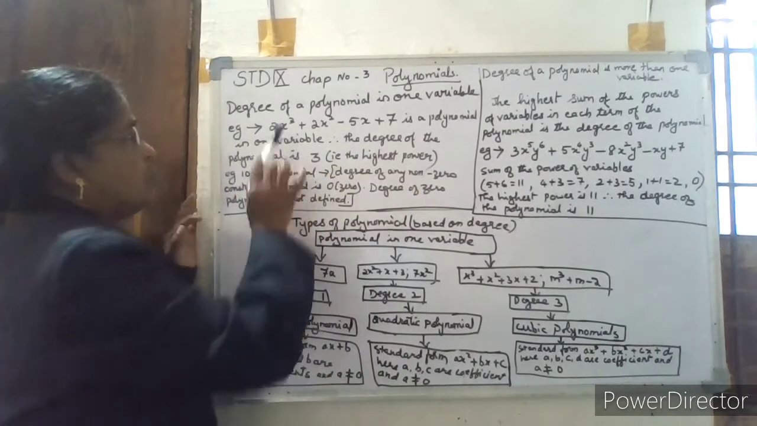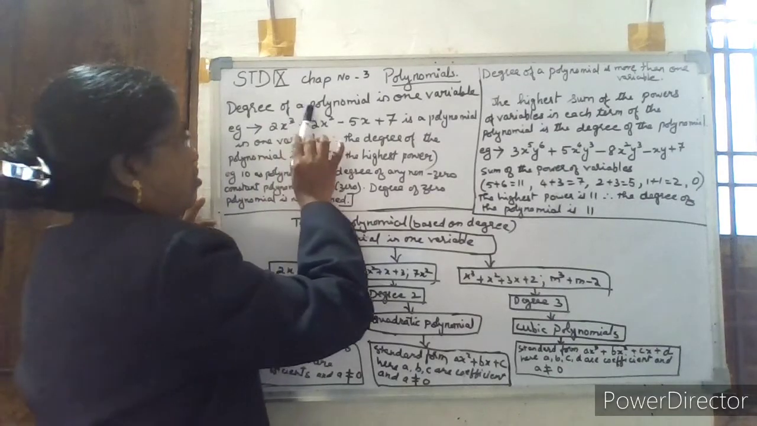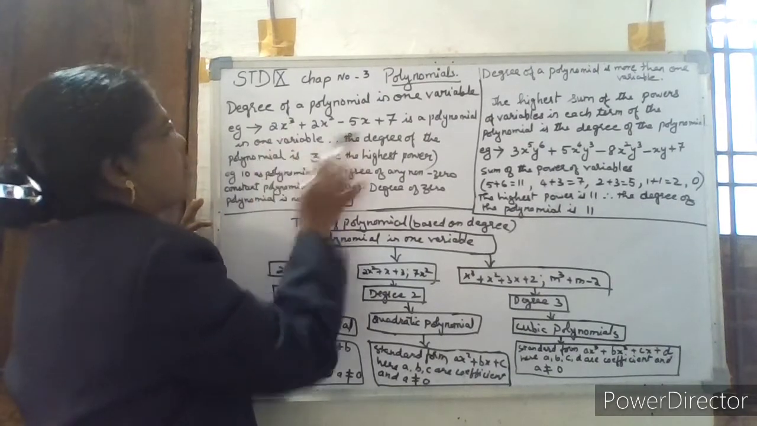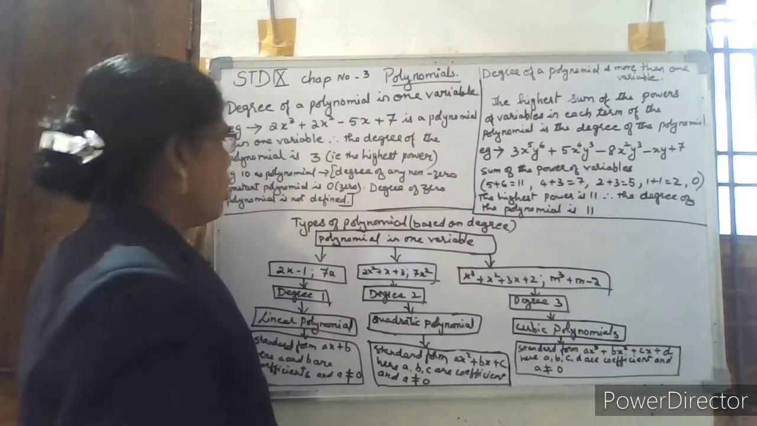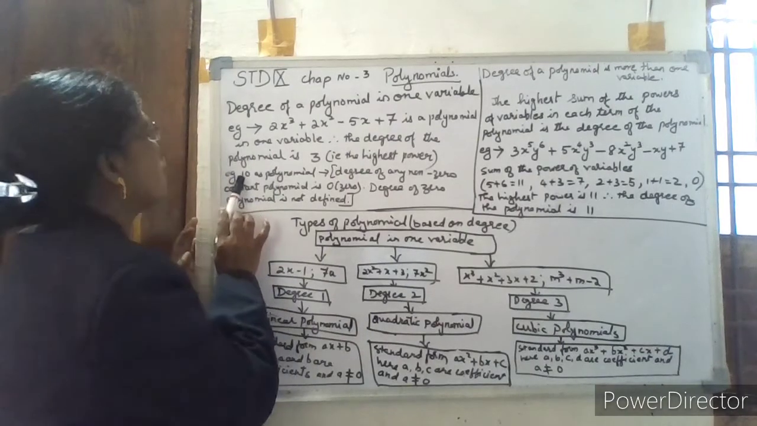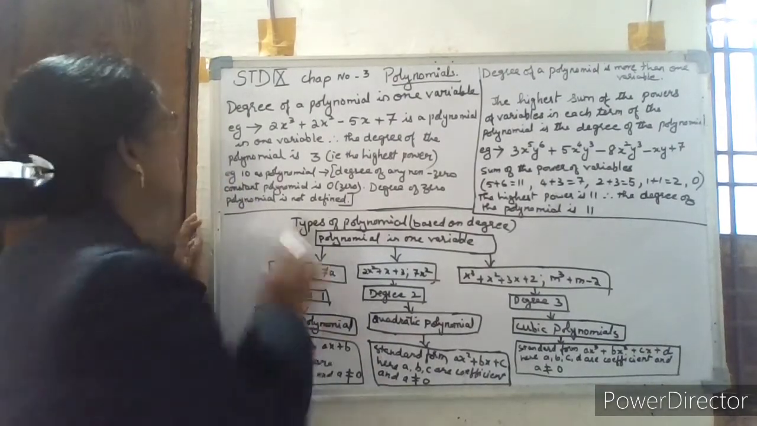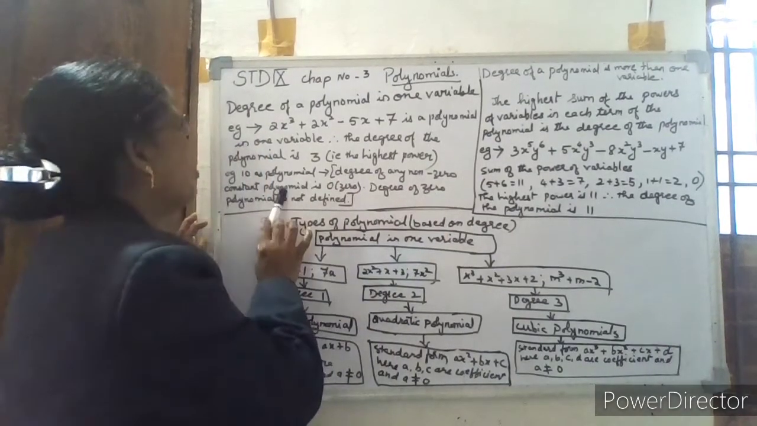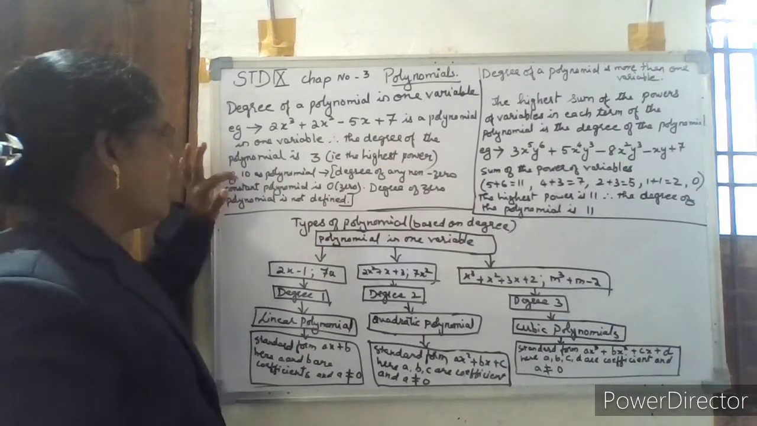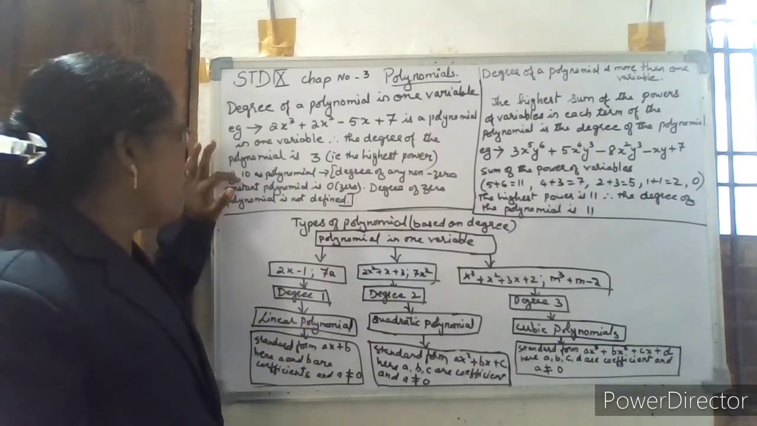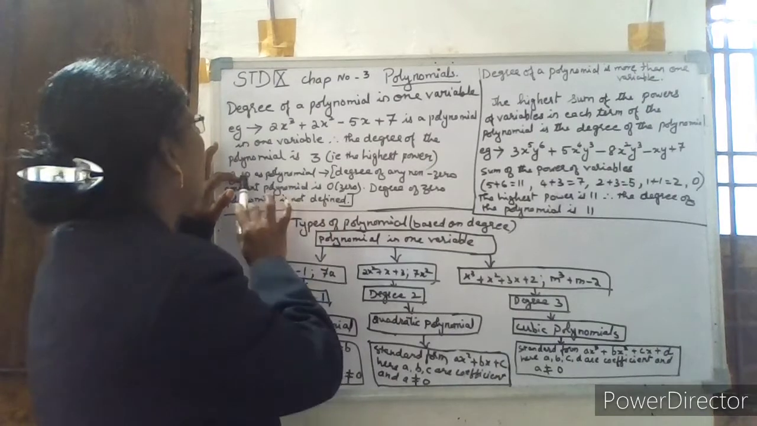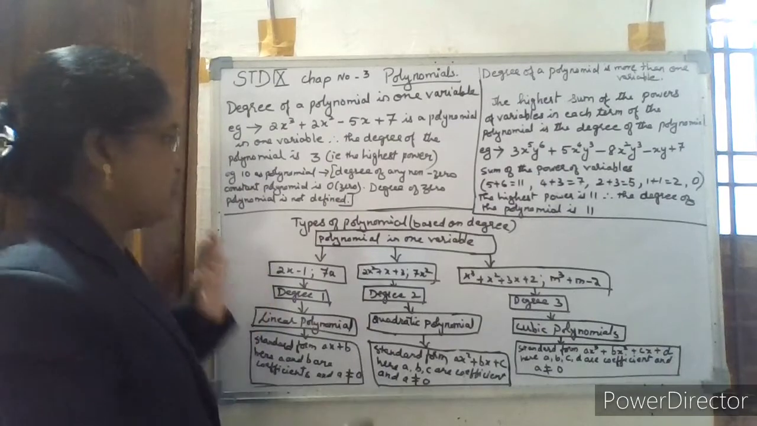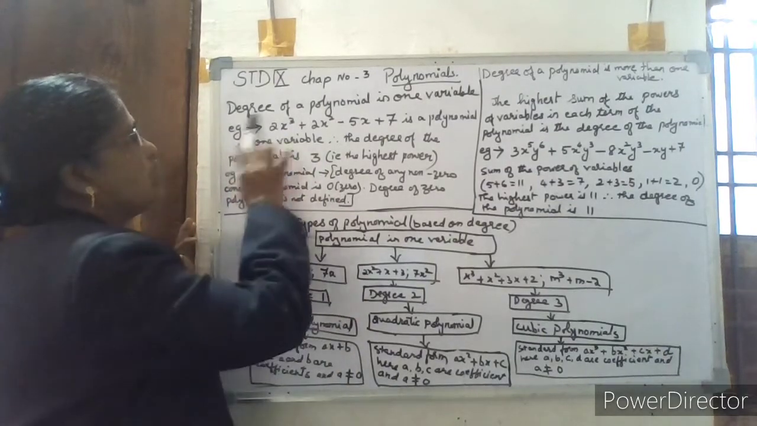So, for polynomials in one variable, the highest power is the degree of the polynomial. Now, here in the example I took 10 as the polynomial. The degree of any non-zero constant polynomial is 0. It is not 0, it is a non-zero polynomial. Therefore, the degree of this polynomial is 0. The degree of the zero polynomial is not yet defined. So this is all about the degree of a polynomial in one variable.